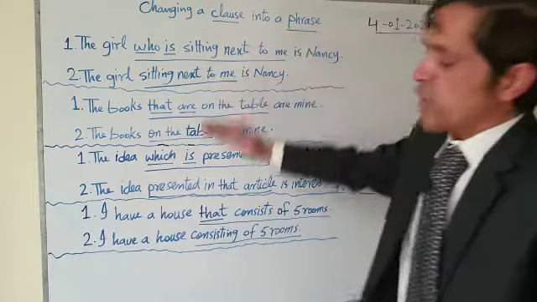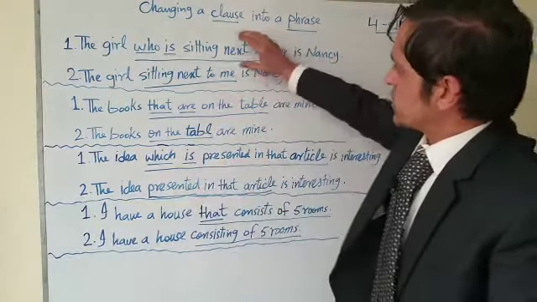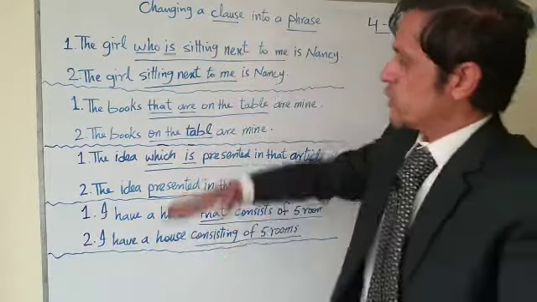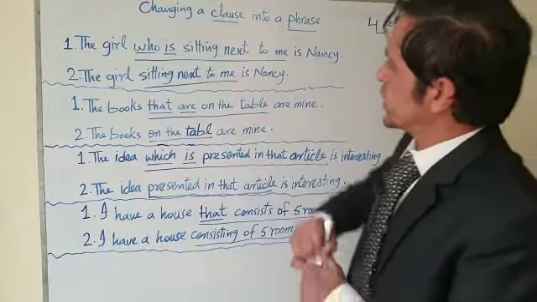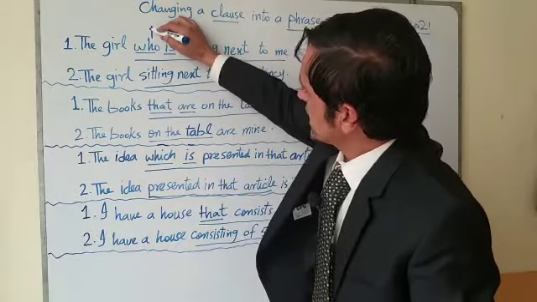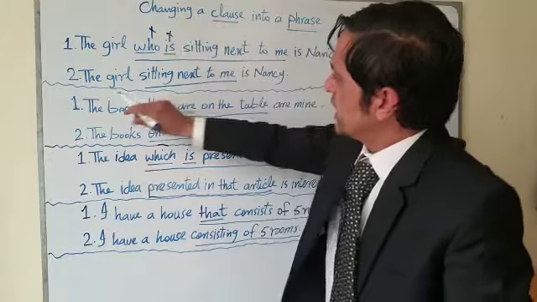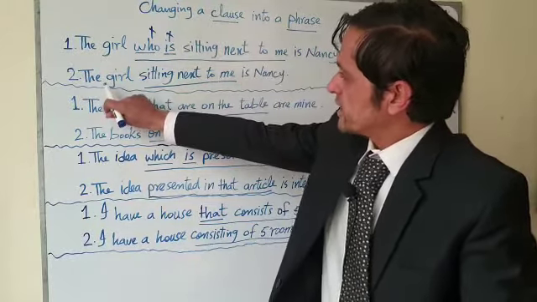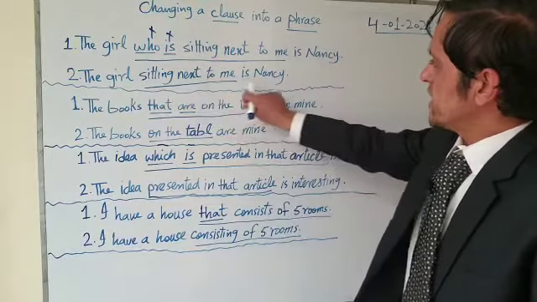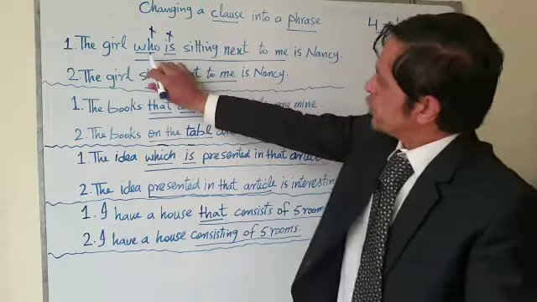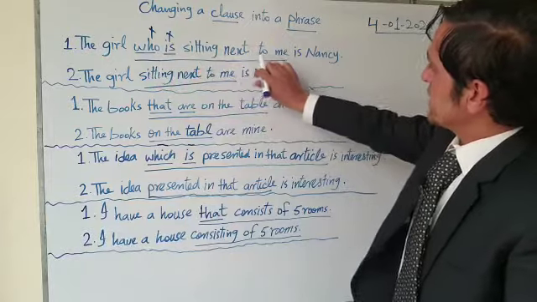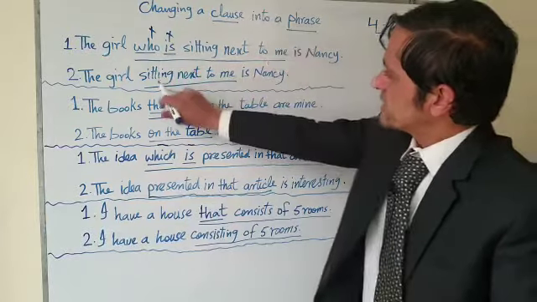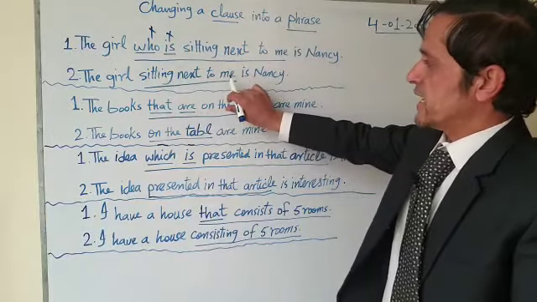Now you are supposed to change this clause into a phrase. So how will you change it? First of all, you will remove this subject and then this to be verb, and you will change this clause into a phrase in this way: The girl sitting next to me is Nancy. Now here, who is sitting next to me is the adjective clause. Sitting next to me, this is the adjective phrase.